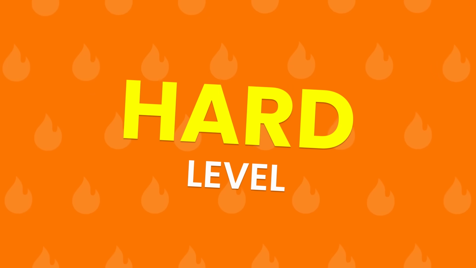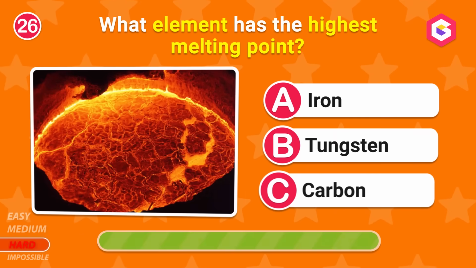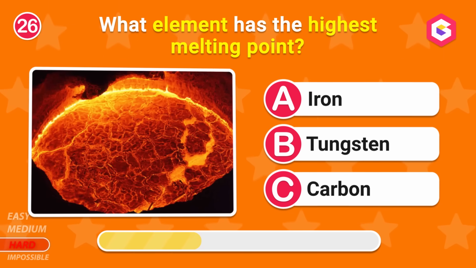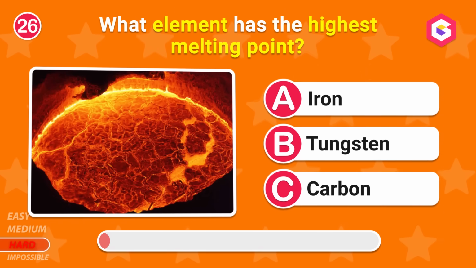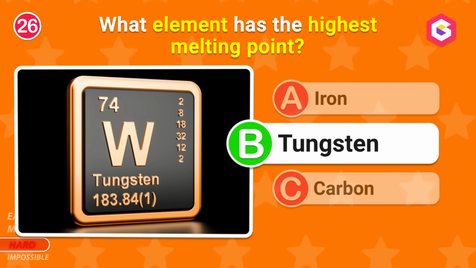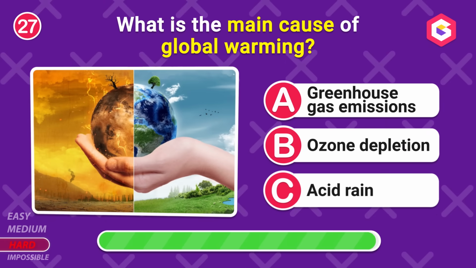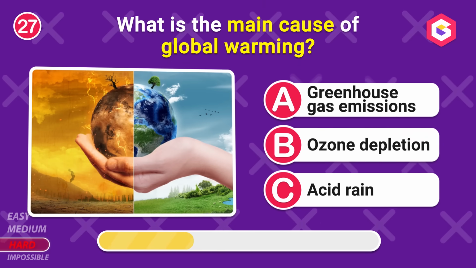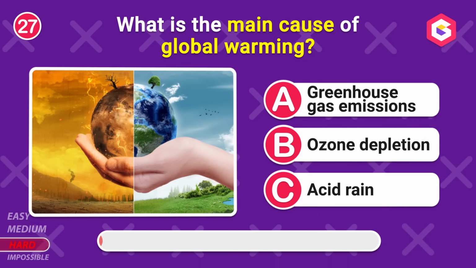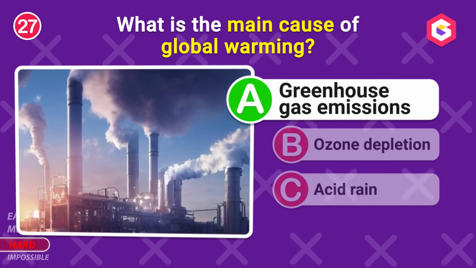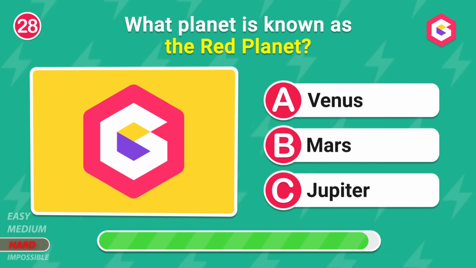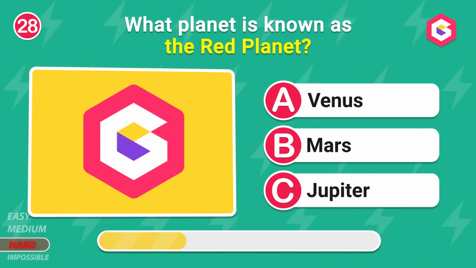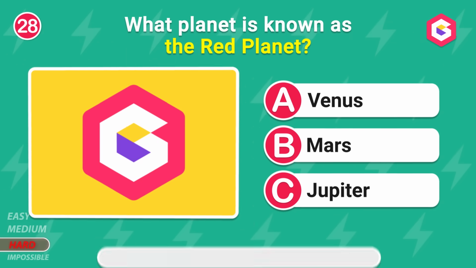Hard level. What element has the highest melting point? Tungsten. What is the main cause of global warming? Greenhouse gas emissions. What planet is known as the red planet? Mars.